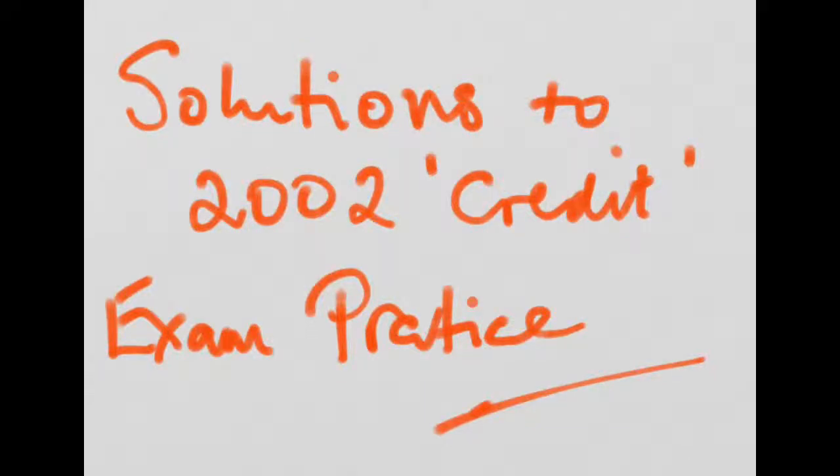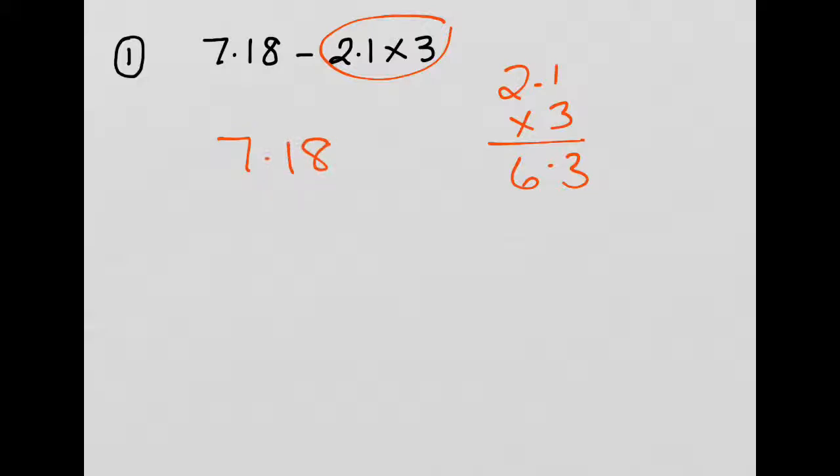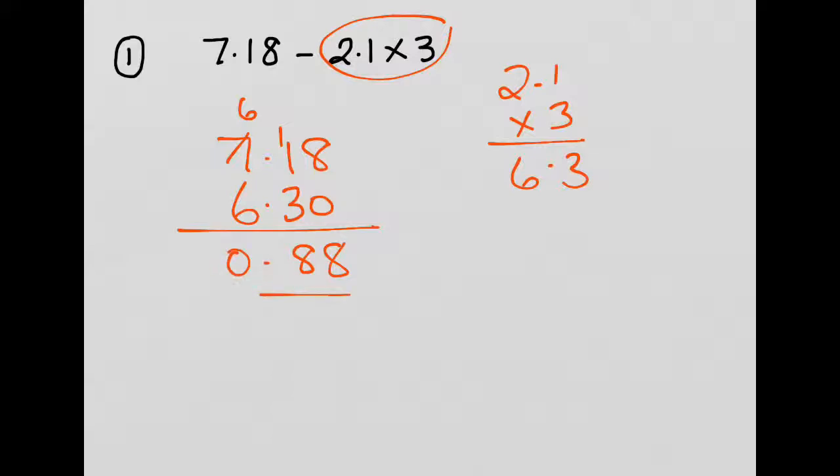Okay, here we go. Solutions to 2002 credit practice exam paper. First question, good old BODMAS. So we need to do the 2.1 times 3 first of all. That gives us 6.3. And then 7.18, take away 6.30: 8 take away 0, 1 take away 3 we can't do, 11 take away 3 is 8, 0.88.